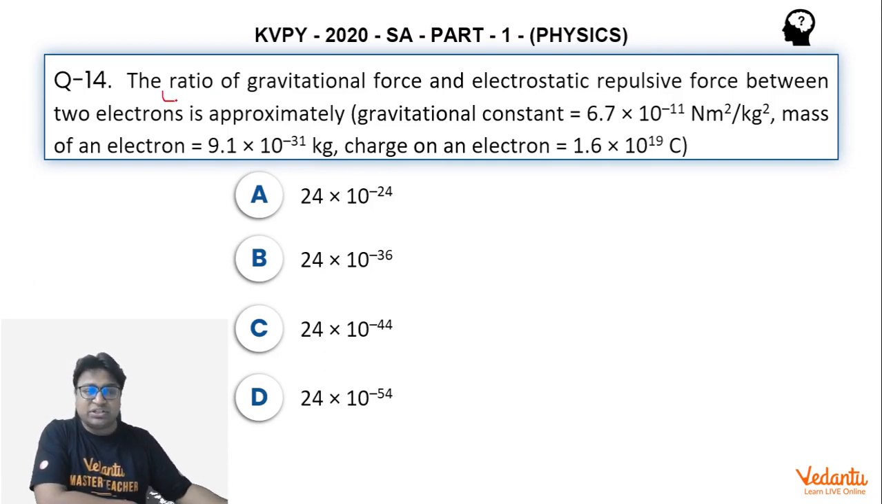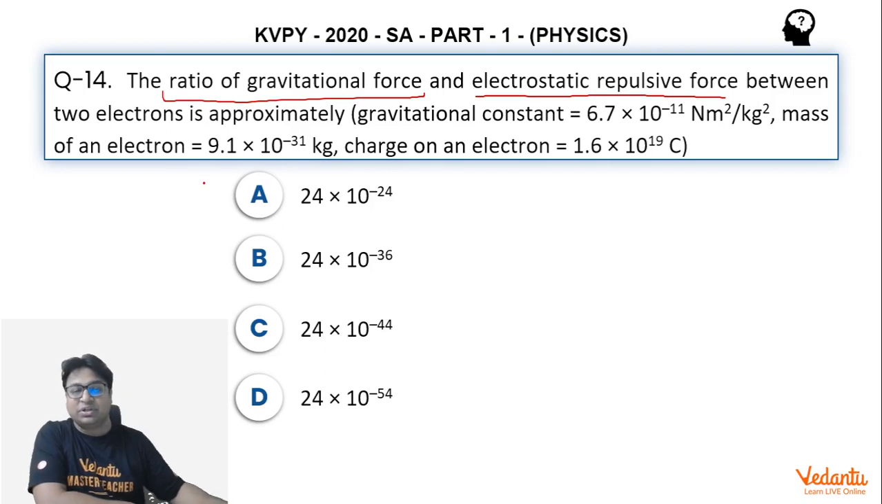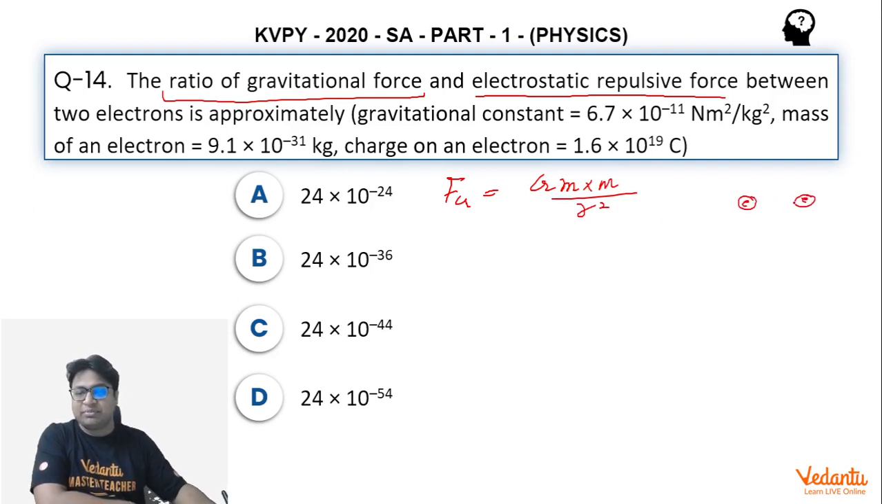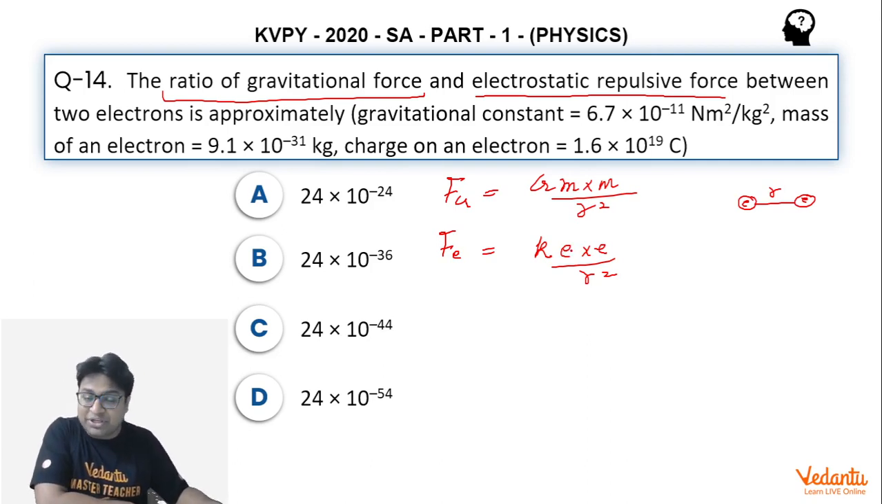It asks the ratio of gravitational force and electrostatic force between two electrons. So the gravitational force would be given by the universal gravitation constant G, mass of electron, again mass of electron, by r square. So two electrons separated by distance r would be exerting this much gravitational force on each other. Now the electric force between these electrons would be given by k, then e into e upon r square again. So we can clearly see that r square will get cancelled when we take the ratio, and therefore the distance was not mentioned in the question.